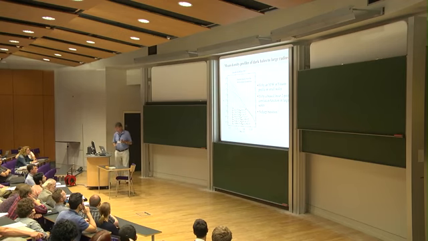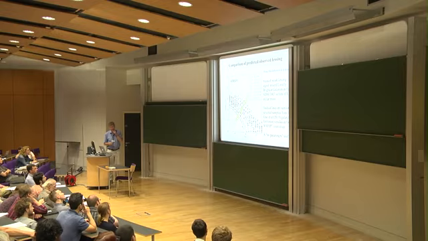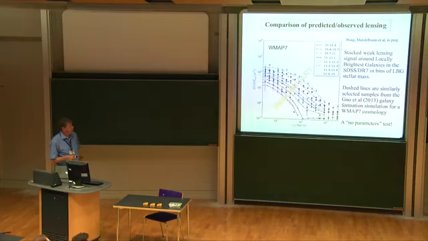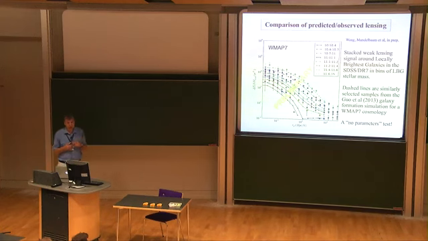So the question is, can this be seen in data? Here are preliminary results from a study using the SDSS. What's been done is to take galaxies which are brighter than any other galaxy near them in the Sloan data and stack the lensing signal around these galaxies. These are the most massive galaxies here, the central galaxies in clusters, and the least massive galaxies here. And then the points are the actual lensing data.